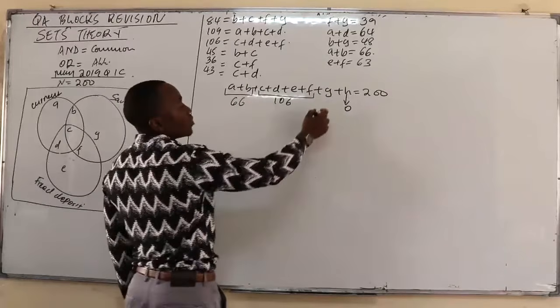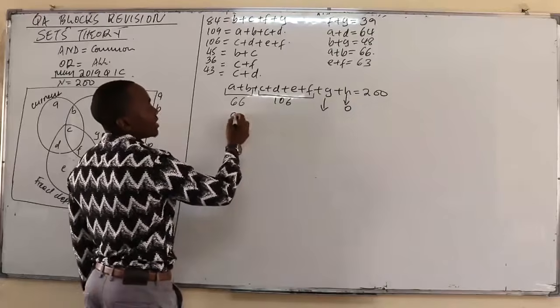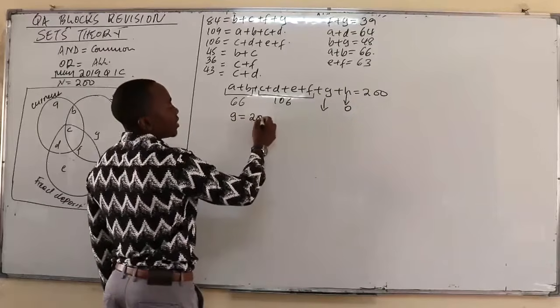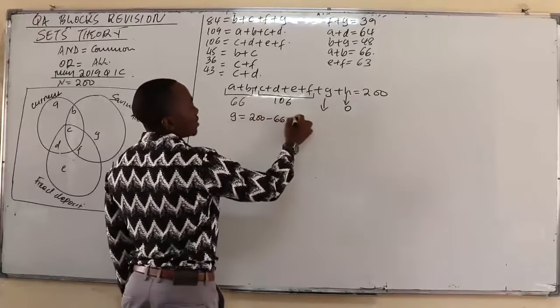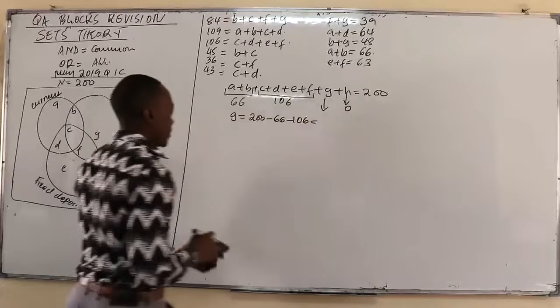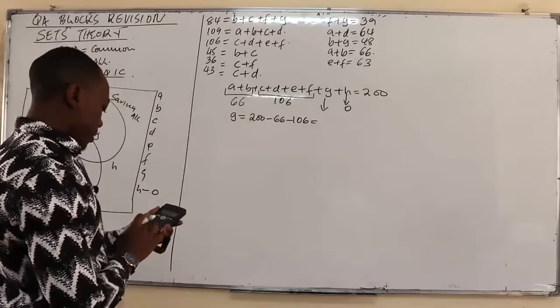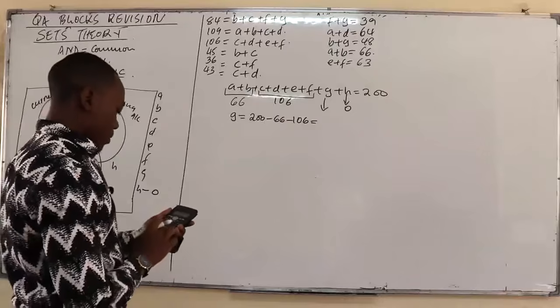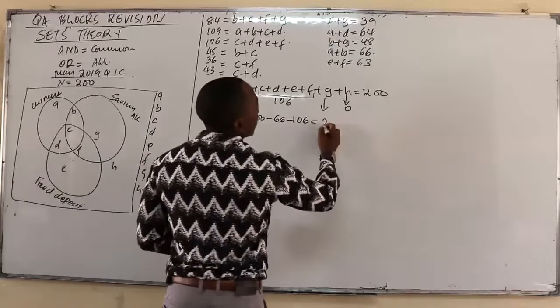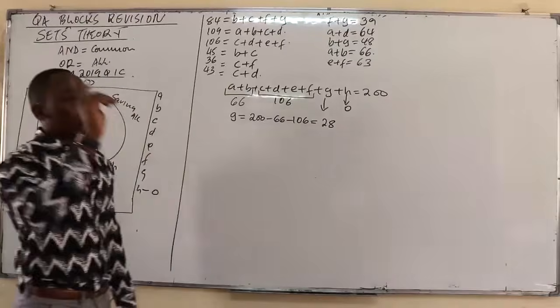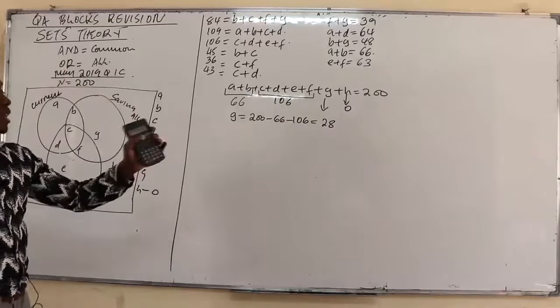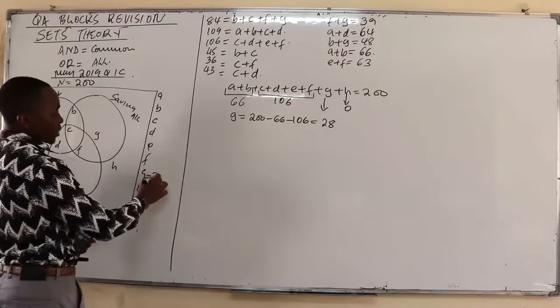So now we are remaining with G. To get G, you take 200, you subtract 66, you subtract 106, and you will get 28. Once you're able to crack only one number, now you have everything. So in that case, our G is 28.